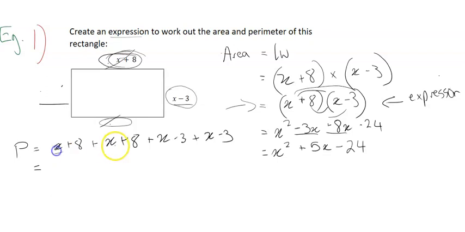So bring all our like terms together. We've got x, x, x, x. We've got 4 of them. We've got a +8, that's 16. Subtract 3, so that's going to end up being 10. So there's your perimeter and there's your area of that example.